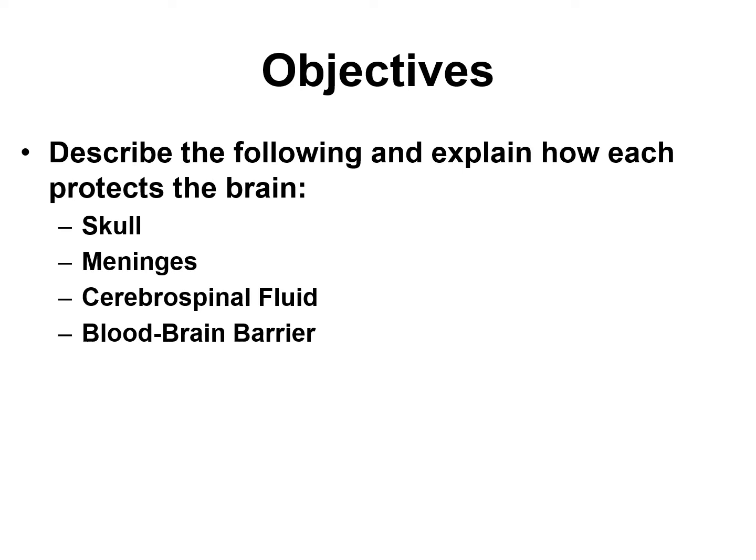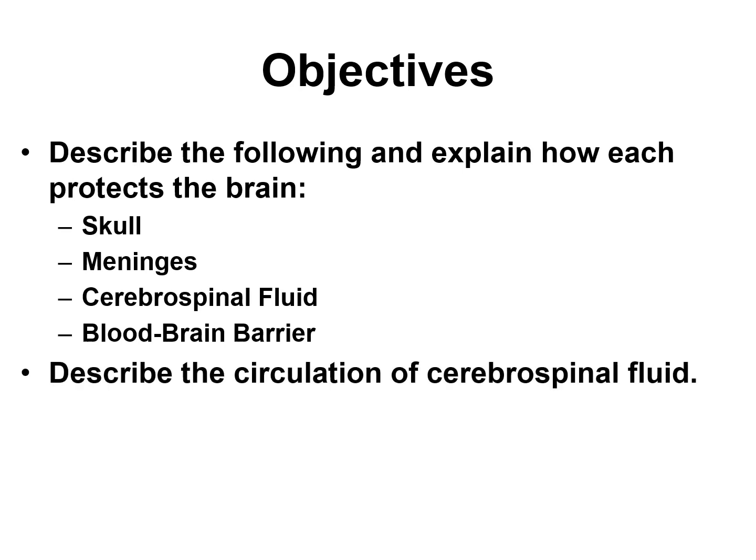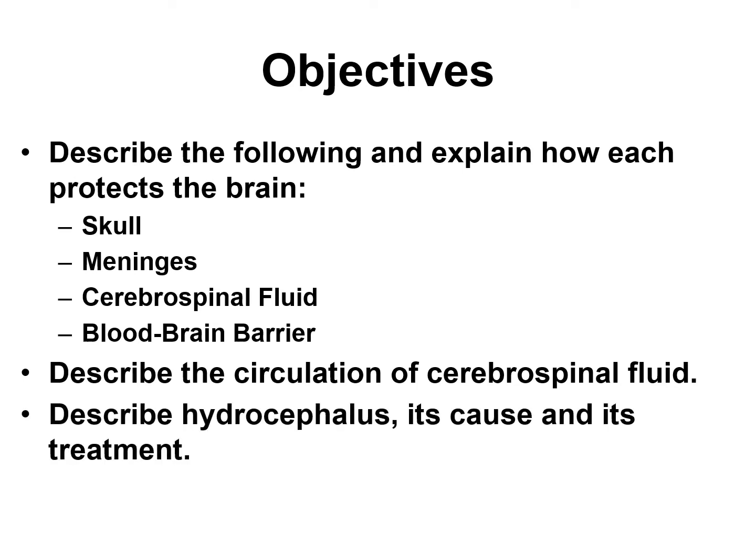Your learning objectives are as follows. Describe the following and explain how each protects the brain: the skull, the meninges, cerebral spinal fluid, and the blood-brain barrier. Describe the circulation of cerebral spinal fluid. And finally, describe hydrocephalus, its cause, and its treatment.